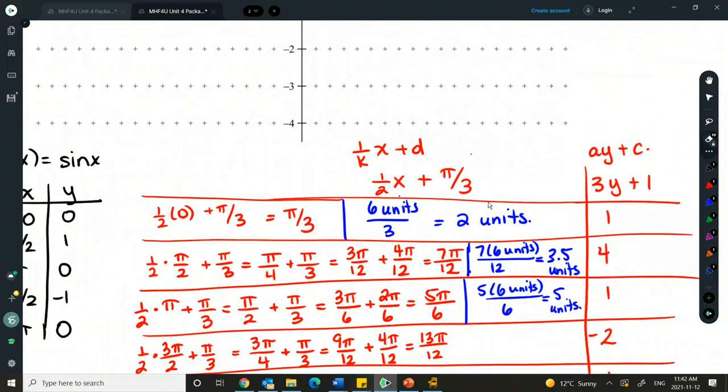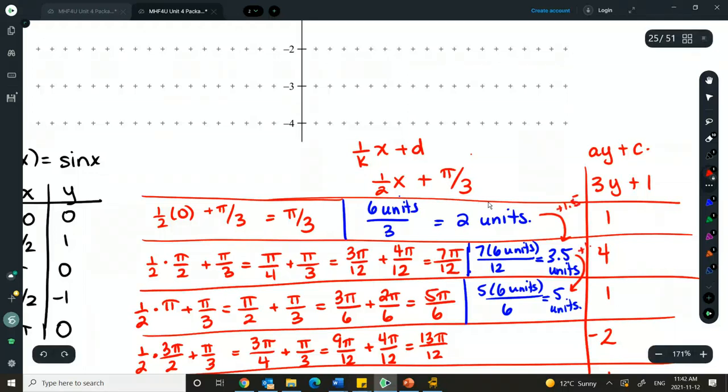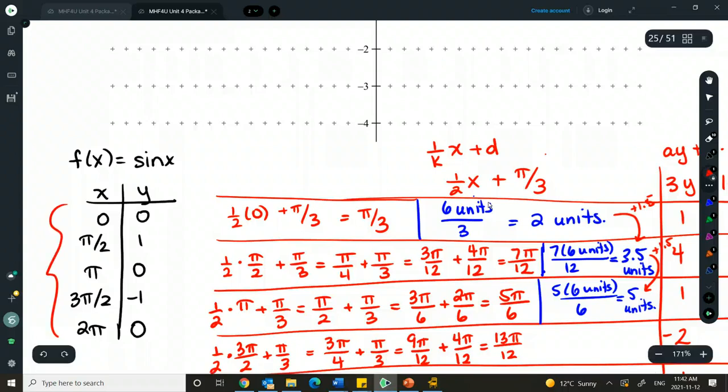You should start to see a pattern develop within your x's. What do you guys notice about the distance in between every single number of units here? How many units apart are all the points? So far, at least. 1.5. So every time I'm adding 1.5 units to get to the next one. I can just continue that, right? It should all be equally spaced because all of these are pi over 2 apart, or in other words, 90 degrees apart, right? If we think about it in degrees.